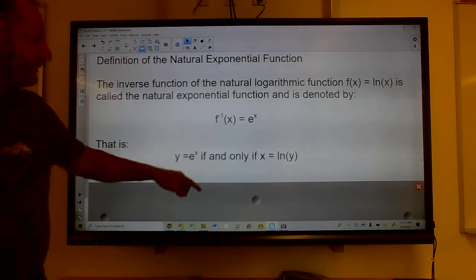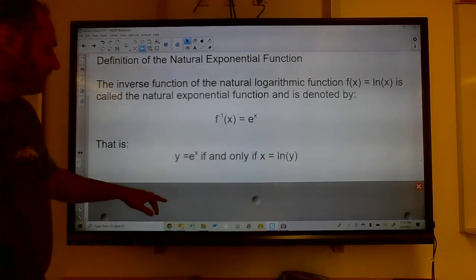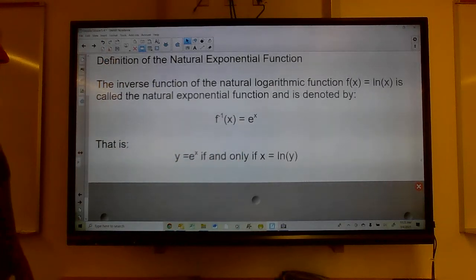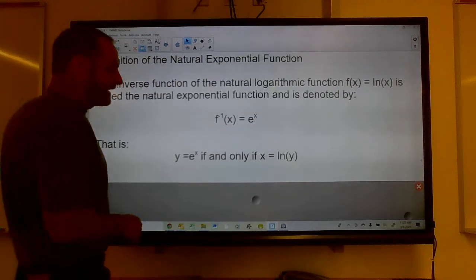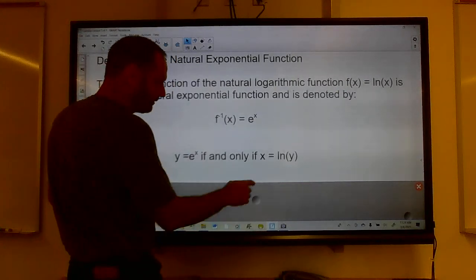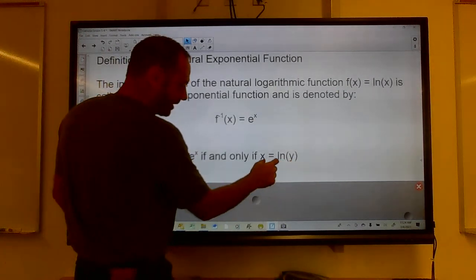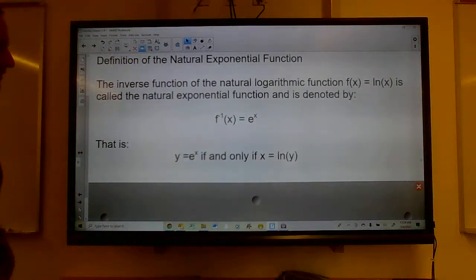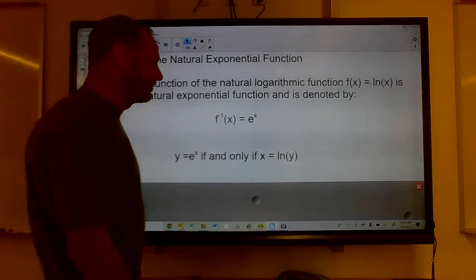That is, y equals e to the x power if and only if x equals the natural log of y. Okay, so remember our statement that we had that logs are exponents? Well, right here, here's a log, and hey, it's the exponent right there. So when you get confused, always remember that phrase, logs are exponents.